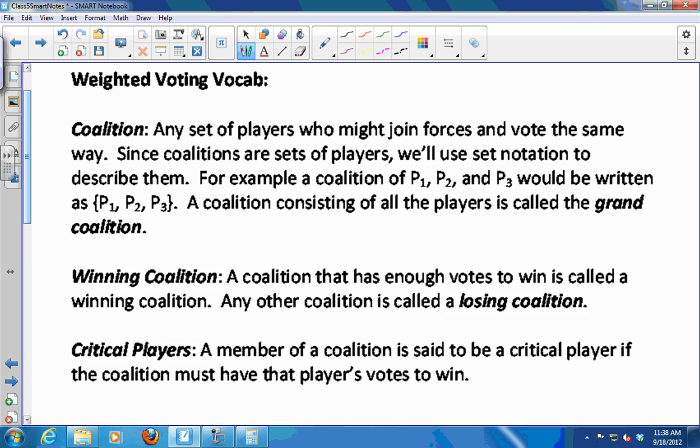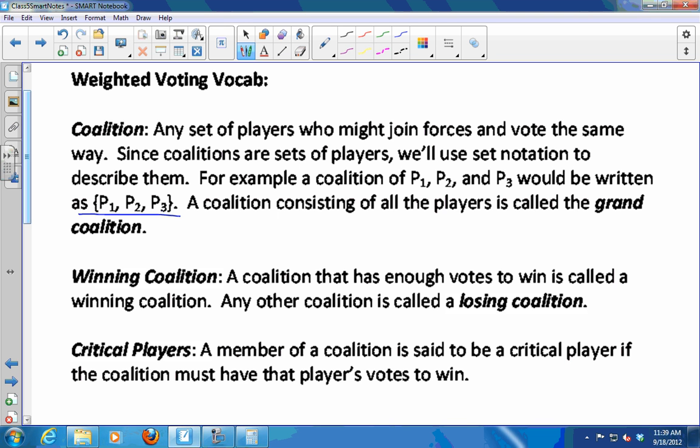Okay, so a little vocabulary. A coalition is any set of players who might join forces and vote the same way. Since coalitions are sets of players, we're going to use something called set notation to describe them. And all that means is we put them in a list in curly brackets. So when we talk about a set of players or a coalition, we put curly brackets and the players in there.